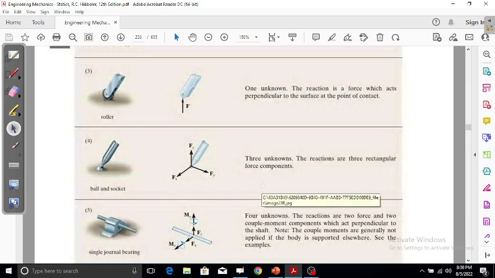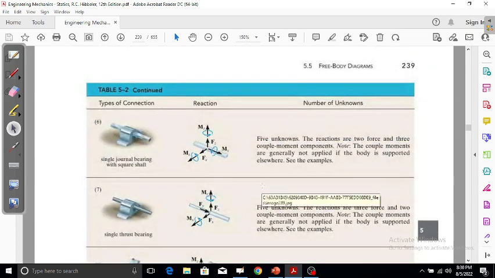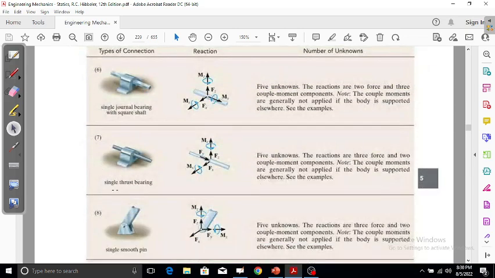The other point, if you go to the single thrust bearing, it gives you 5 unknowns. The reactions are 3 forces and 2 couple moments, but he also says the couple moments are generally not applied if the body is supported elsewhere. So this is very important. Here we will have only 3 reactions, but no couple moments.